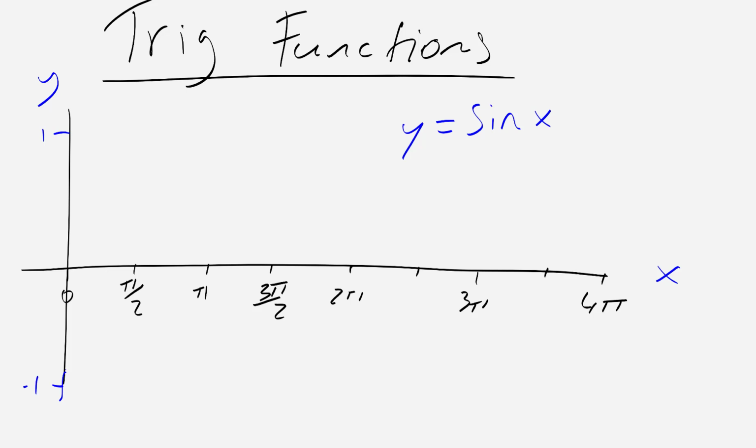If you type into your calculator, the sine of 0 is 0. The sine of pi over 2, which is 90 degrees, is 1. The sine of pi is 0. The sine of 3 pi over 2 is -1. The sine of 2 pi is 0. So when you calculate the sine function and draw it, it creates this wave-looking feature.